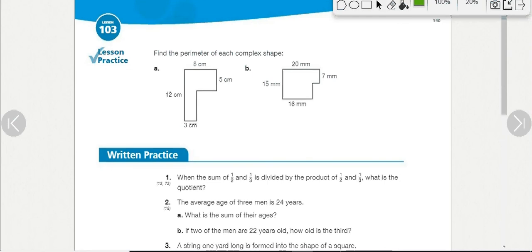So in example A, you don't know these, but you still find the perimeter. So use 3 plus I don't know is 8. Use 5 plus I don't know is 12. Okay, to find these, and then add it all up. Okay, that's A, and then do B all on your own. Millimeters. Don't forget your labels.